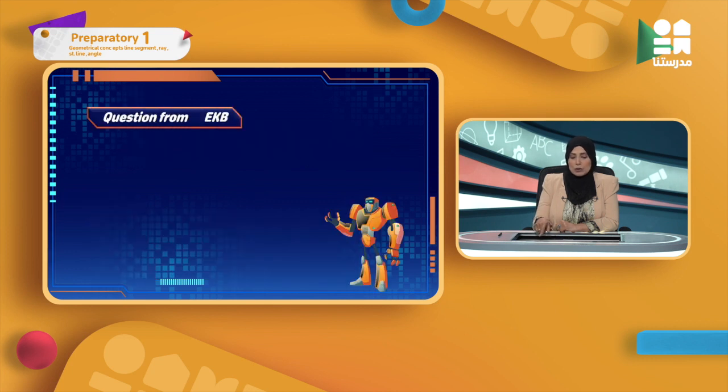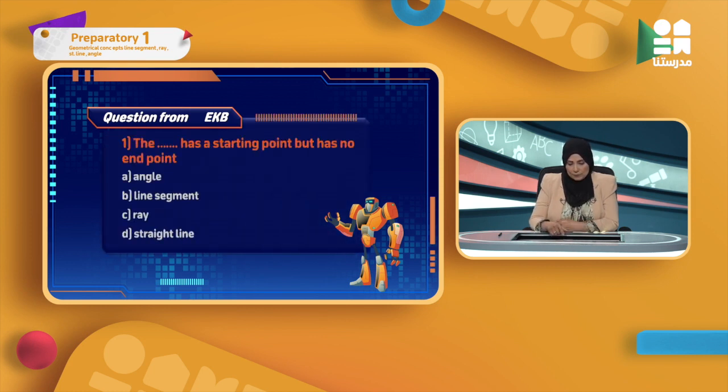And then a question. The blank has a starting point but has no end point. Which one? Angle, line segment, ray, or straight line? Here we have a starting point, no end point. It goes forever in only one direction. So it's a ray. The correct answer is number C. Now we are going to take some more exercises on the board.